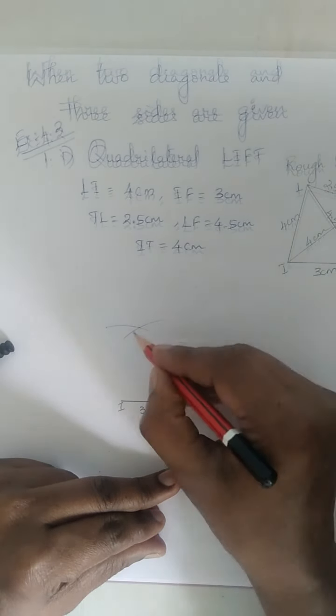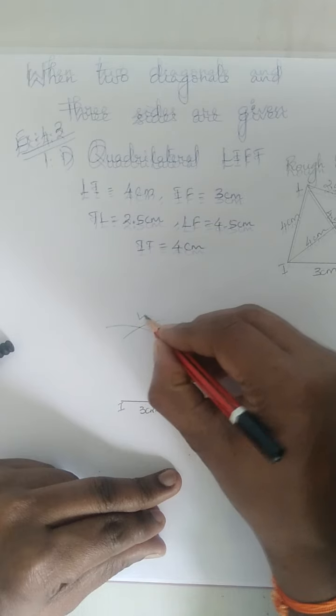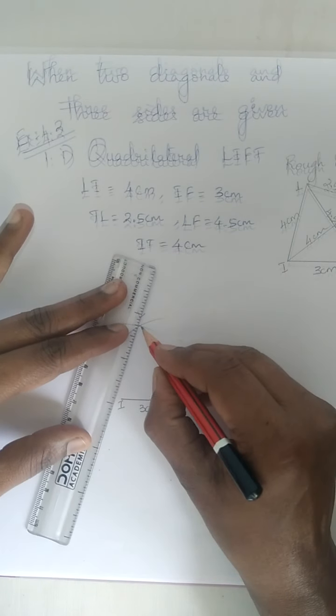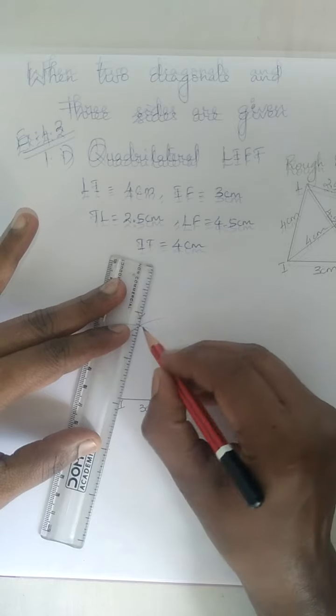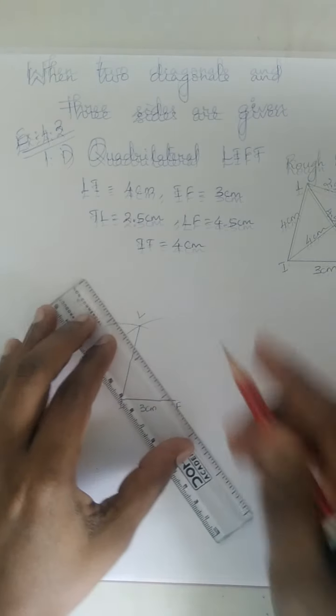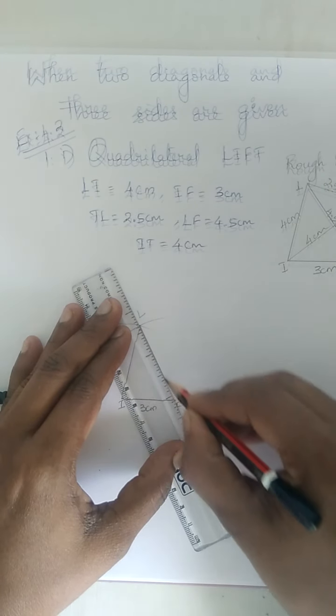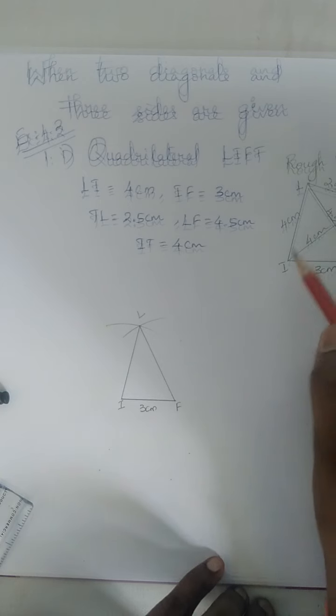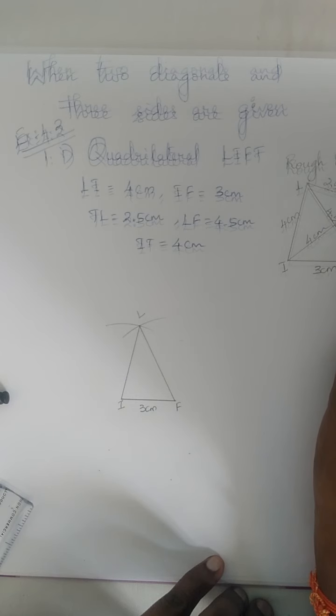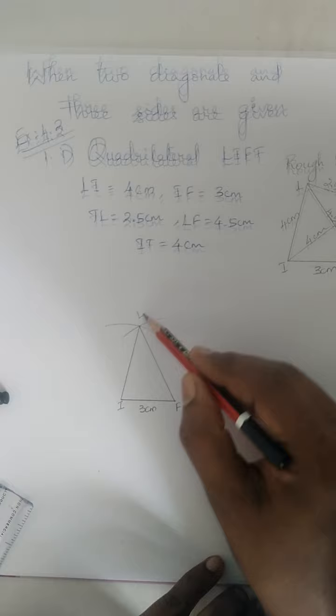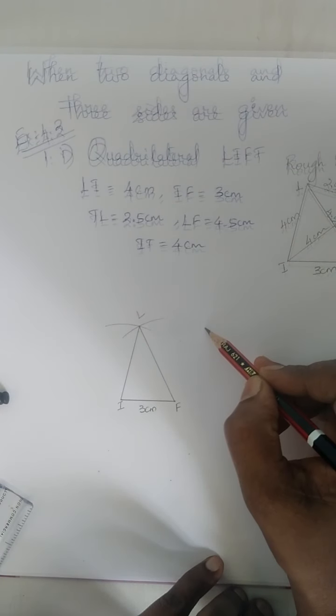What is the name of this vertex? L. Then let's join IL, then join LF. Okay, now we received the triangle ILF. Now what is the next vertex we have to draw? We need to draw the vertex T. Listen carefully. Now triangle LIF finished, and the next vertex T we need to get.